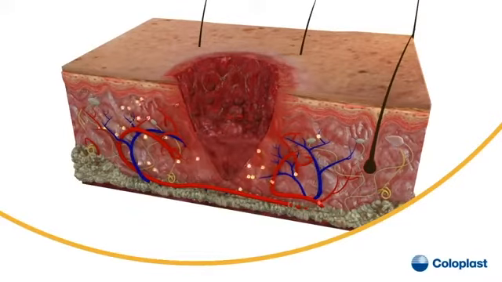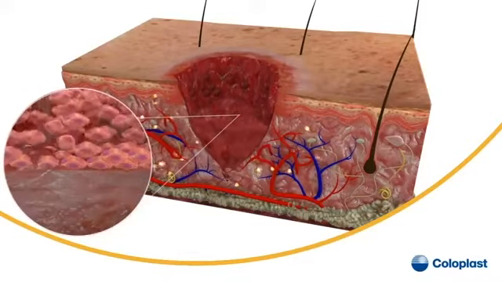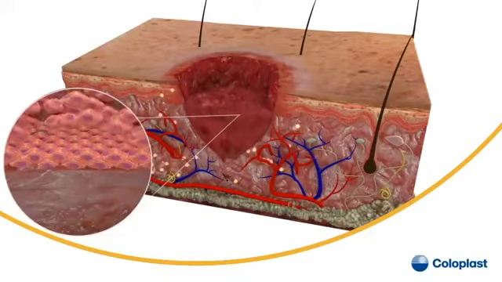Fibroblasts are the predominant cells in the proliferation phase. They migrate into the wound site from the surrounding tissue and start to multiply.